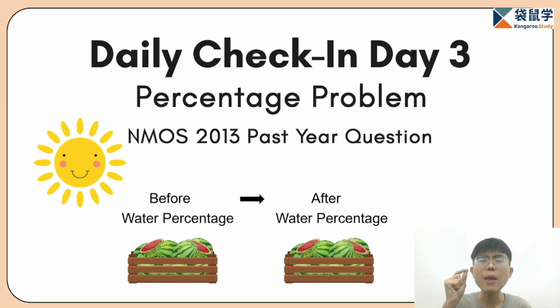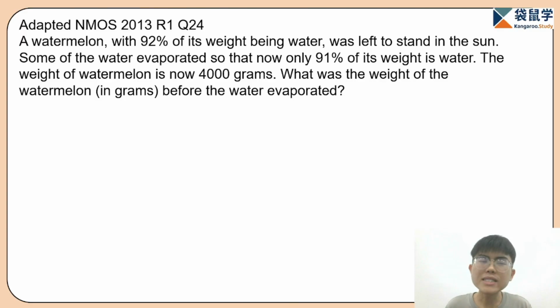Today, we are going to learn percentage problems and I'm going to show you an adapted past year question from AMOS 2013. Alright now, a watermelon with 92% of its weight being water was left to stand in the sun. Some of the water evaporated, so that now only 91% of its weight is water. The weight of the watermelon is now 4,000 grams. What was the weight of the watermelon in grams before the water evaporated?